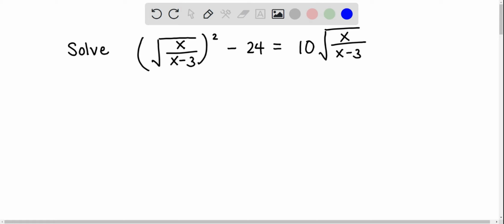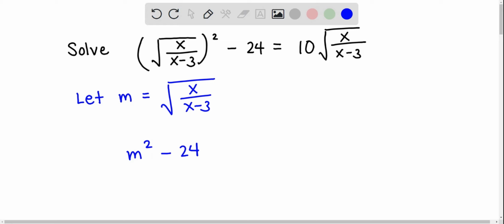So let's think of a different letter or variable that will stand for this square root. I usually use m because it's very different from the x's we usually see. So let m equal this square root of x over x minus 3. Now we'll rewrite the equation that we were given using m's instead. So we'll have m squared minus 24 is equal to 10m. Now this is starting to look like a quadratic equation.